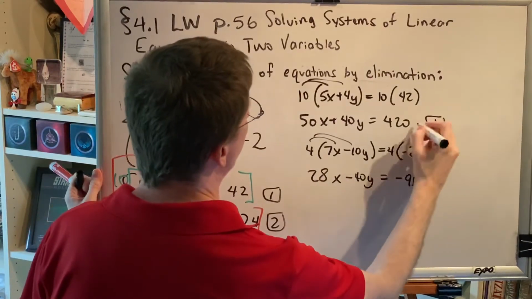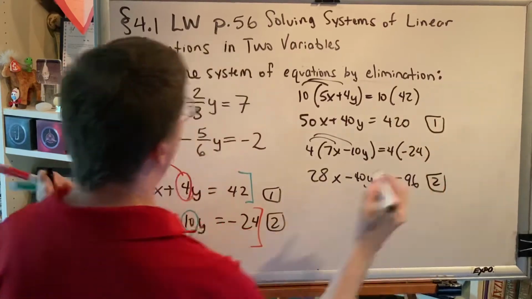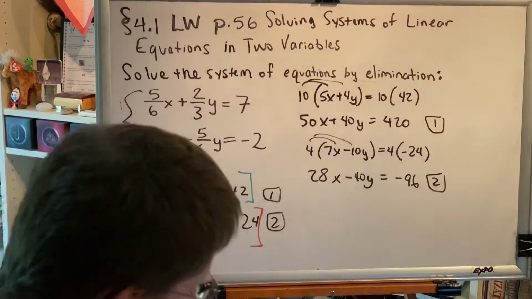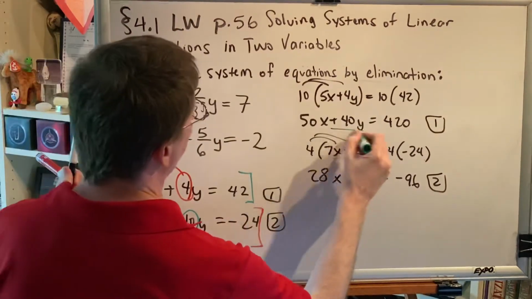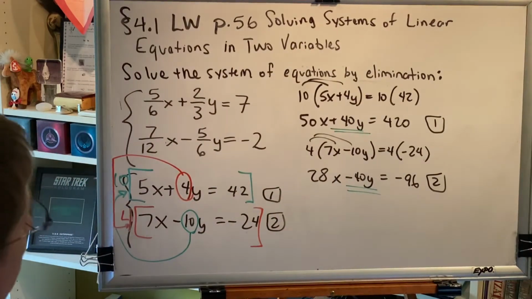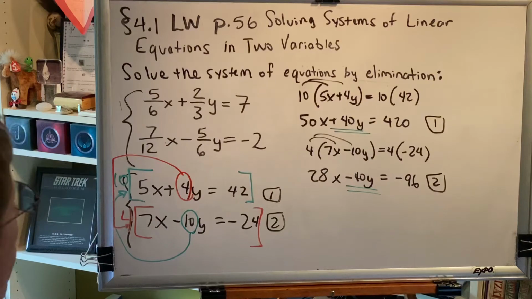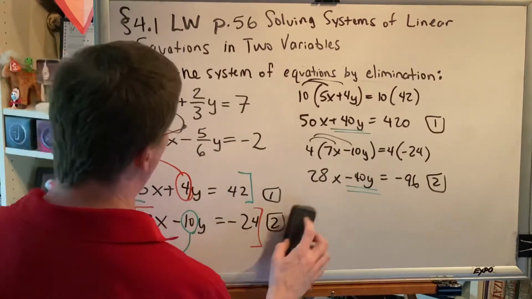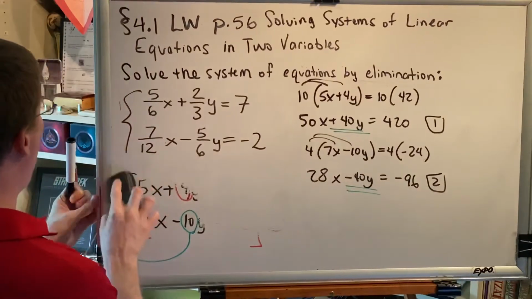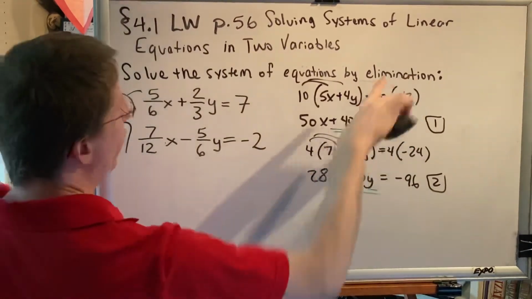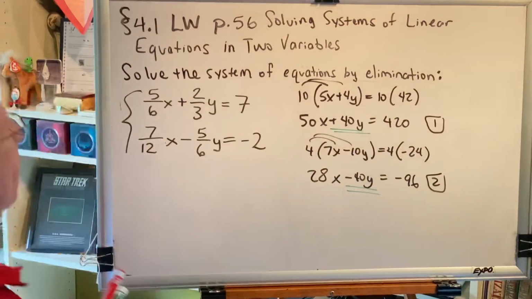This is a new version of equation 1. This is a new version of equation 2. And I'd like you to notice what we've achieved. We created opposites. Positive 40y, negative 40y. Now the thing that's so important about opposites is when you add them, you get 0. So if we add those two equations together, the y terms are going to eliminate. And that's why we call this the elimination method.